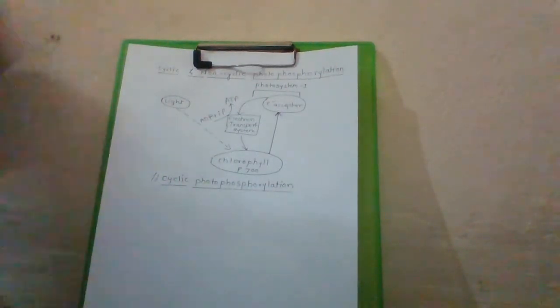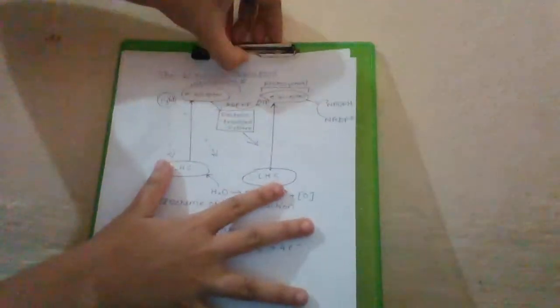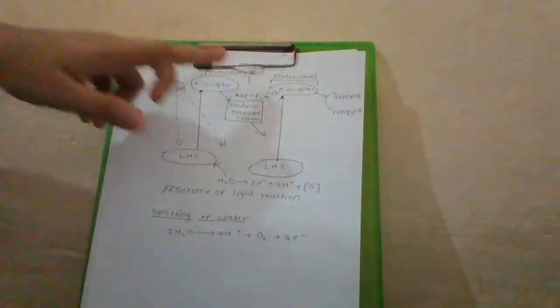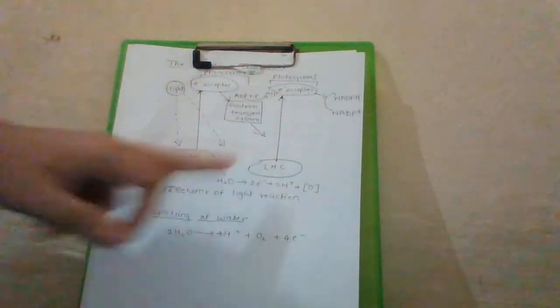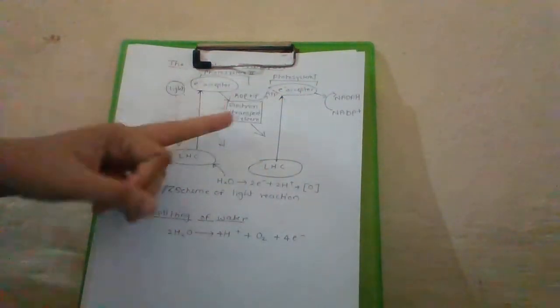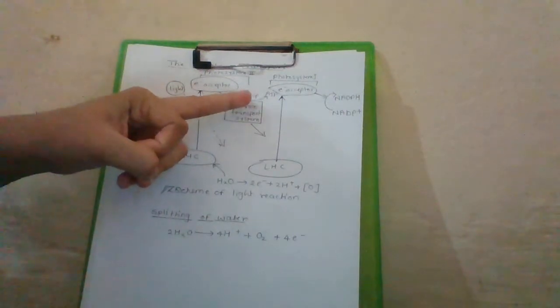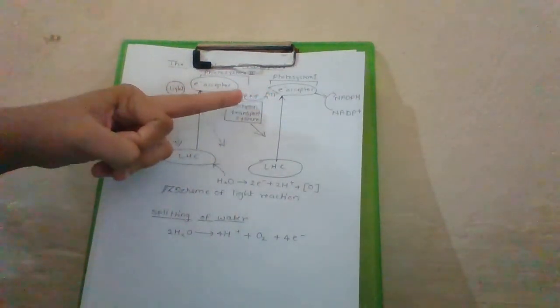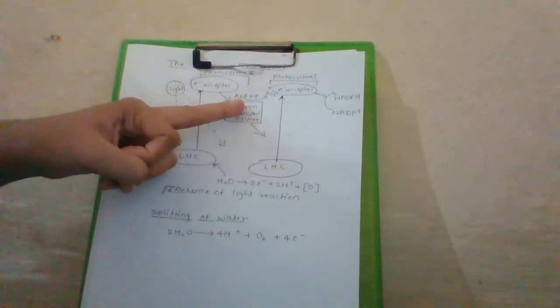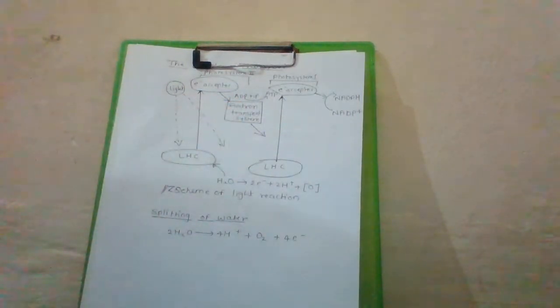In the previous diagram, we discussed electron transport. Here, photosystem 2 and photosystem 1 are working serially, and here ADP plus inorganic phosphate gives ATP. This is called non-cyclic photophosphorylation.